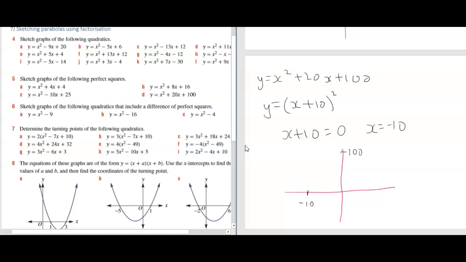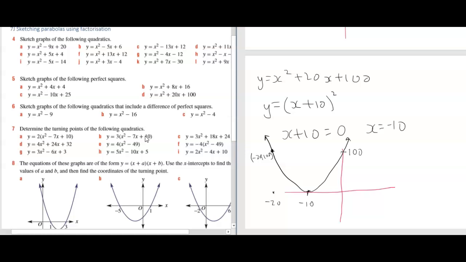And remember, it's symmetrical, so we can just go over another 10. So negative 20, and our other point is up here. So going up and up there. So we've got this point here is negative 20, 100. Okay, because when you're sketching, you can clearly see x-intercepts and y-intercepts, and your turning point is the same here as your x-intercept. So you can't really say, well, I've got 3 points. I've got my x-intercept and the turning point because they're the same thing. So you need to have another point.